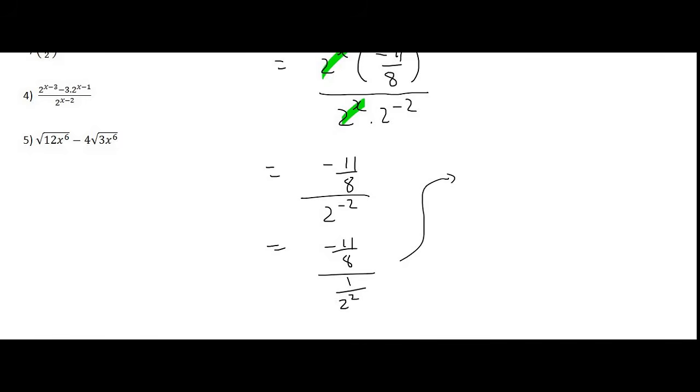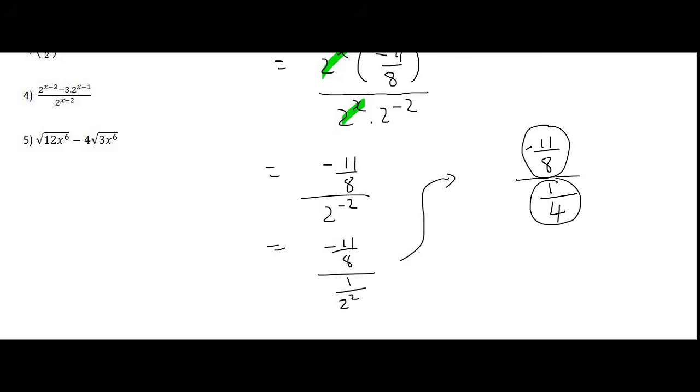I'm just going to write the rest over here. And so that's minus 11 over 8 over 2 to the 2, and 2 to the 2 is 4, so I'm just going to say 1 over 4. And now what we have is a fraction. And by the way, there are other ways of doing this sum, so you don't have to do it this way. You just want to make sure you get the same answer at the end. So if you've done this differently, absolutely fine.